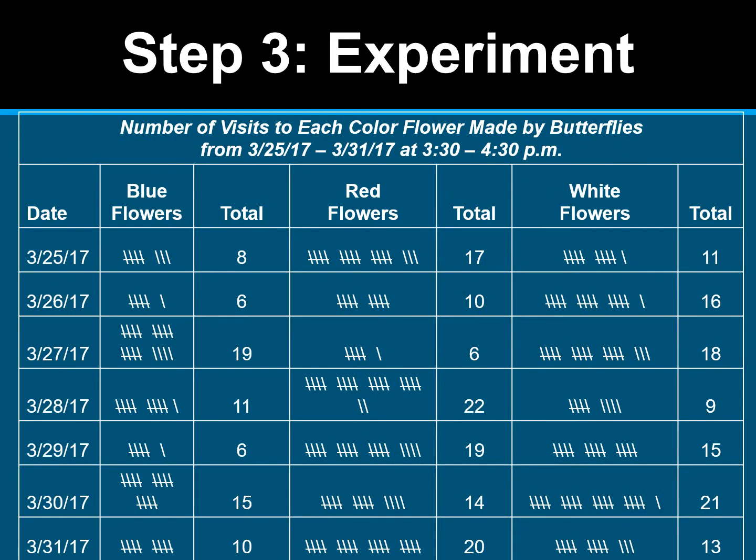Here's an example of a data table. I observed the butterflies and flowers for 7 days at the same time each day. I made tally marks under each flower color as it was visited by a butterfly, and then totaled each for that day. Gathering data is part of the experiment. These are the results of the experiment.